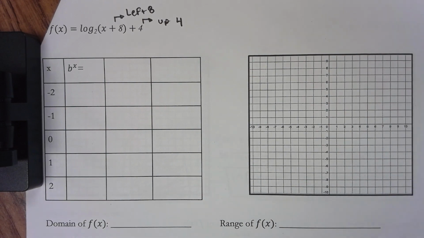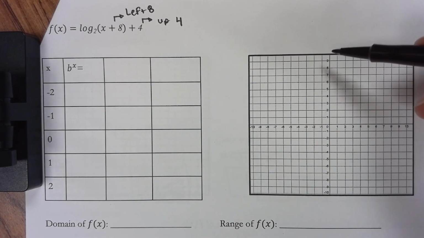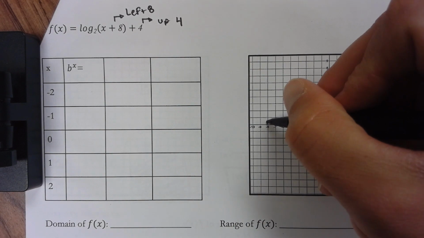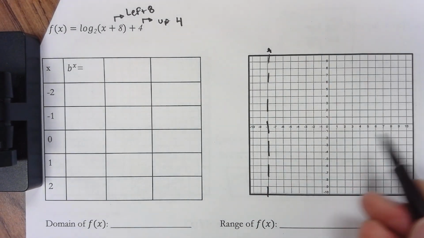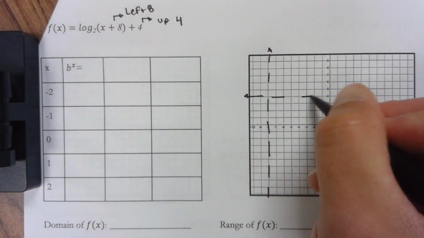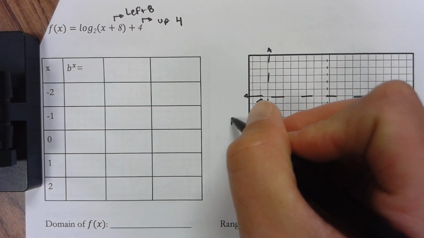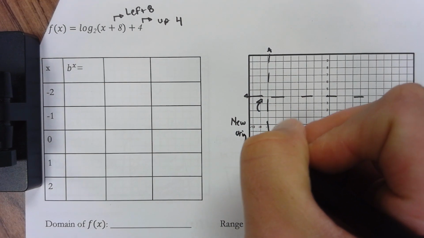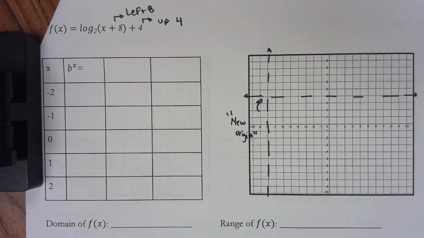And just like we did with exponentials, to account for these shifts, we're going to create our new axes, the new origin. So I'm going to take this y-axis and shift it left 8. And then I'm going to take the x-axis, and it's going to shift up 4. We're going to pretend that this is our new origin. It's really not, but we're just going to pretend. This is how we're accounting for shifting left 8 and up 4.